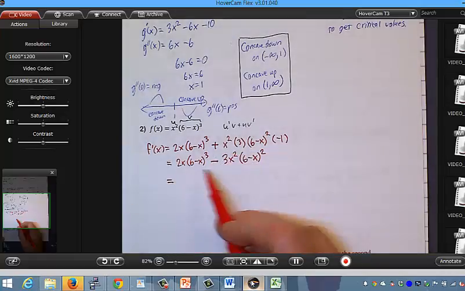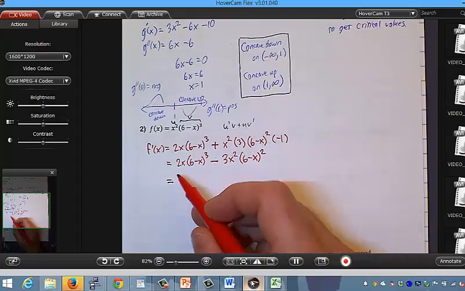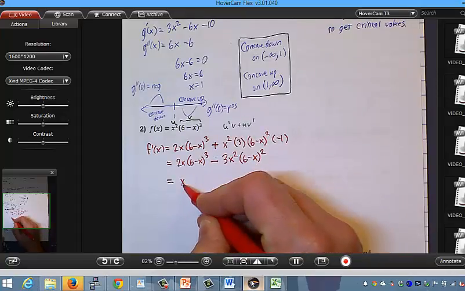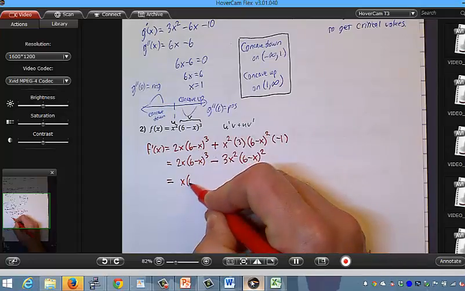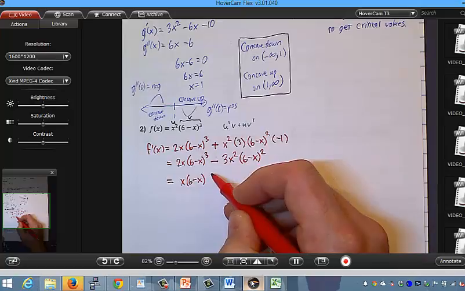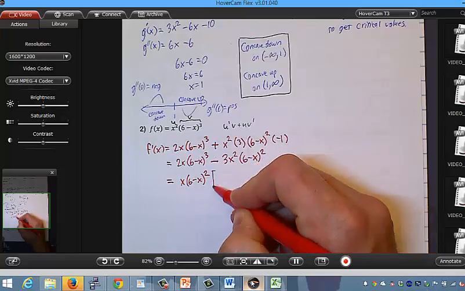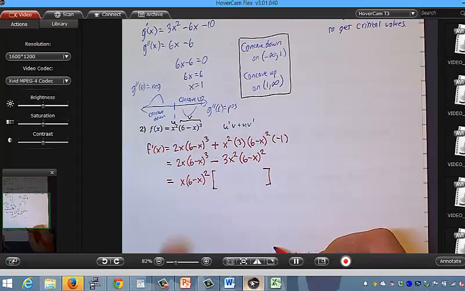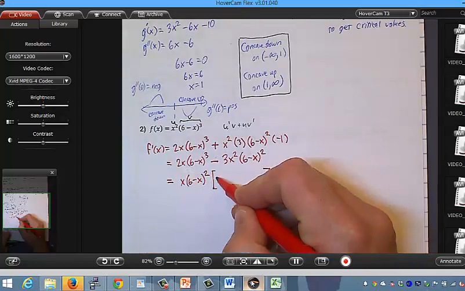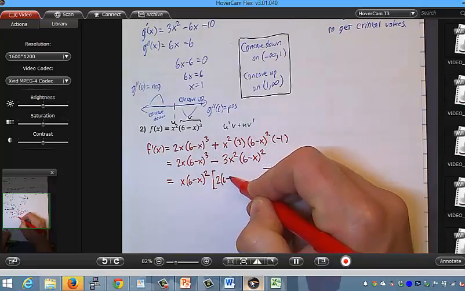Watch. I'm going to ask myself, what's common here? And I'm going to say, well, isn't there an x that's common to both? There's actually something else that's common to both. 6 minus x quantity squared is common to both. Now, if I take all that out, what am I left with? Well, in the first term, I'd be left with a 2. I didn't take that out. And I think I'd also be left with a 6 minus x.